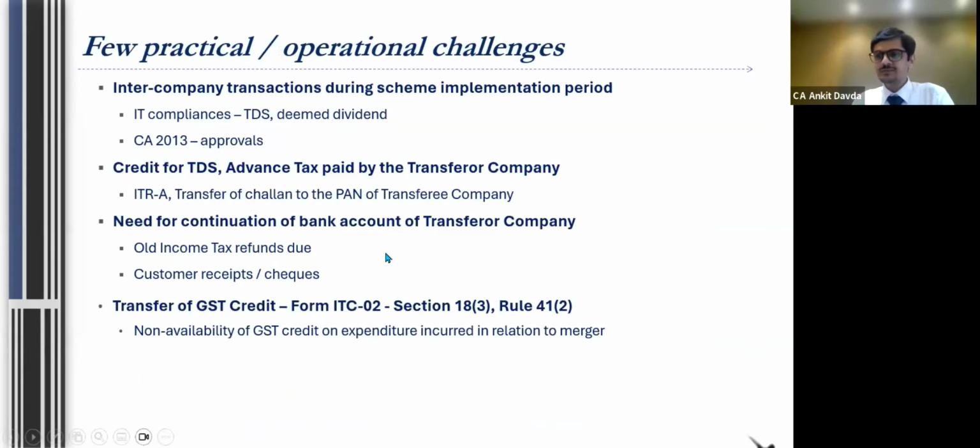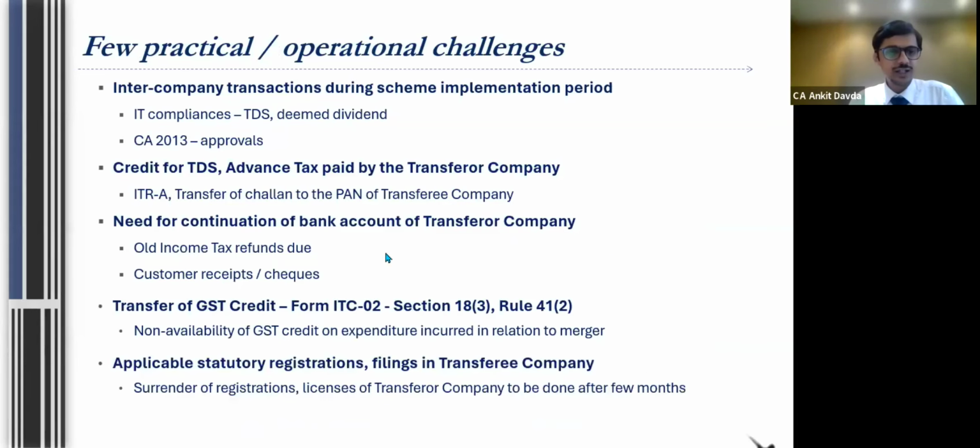We have just 2-3 minutes, so we'll quickly go through the practical and operational challenges which one would generally face. The first point is intercompany transactions during the scheme implementation period. In the example we took, the appointed date is 1st April 2024 and the scheme is approved in March 25. As per legal judicial precedent, the scheme takes effect from the appointed date.